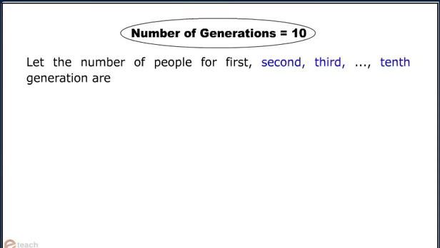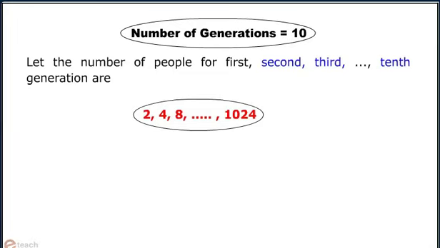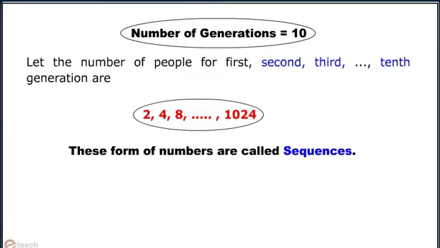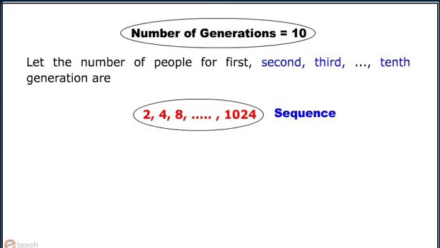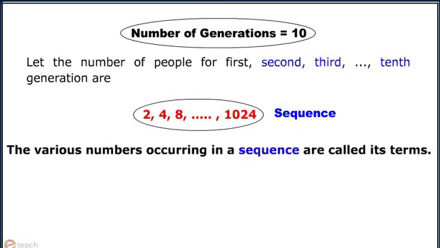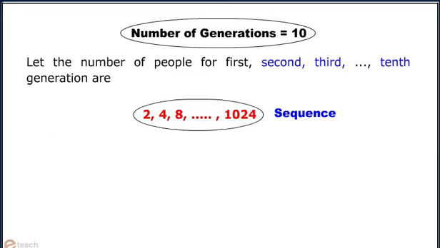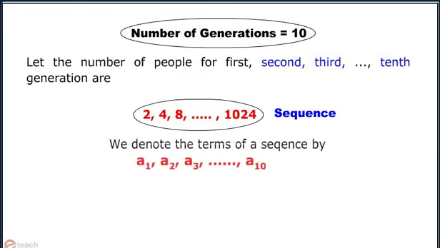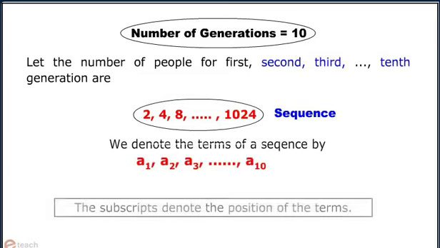Let the number of people for the first, second, third, and similarly the 10th generation be 2, 4, 8, and up to 1024. These forms of numbers are called a sequence. The various numbers occurring in a sequence are called its terms. We denote the terms of a sequence by A1, A2, A3, and similarly A10. The subscripts denote the position of the terms.